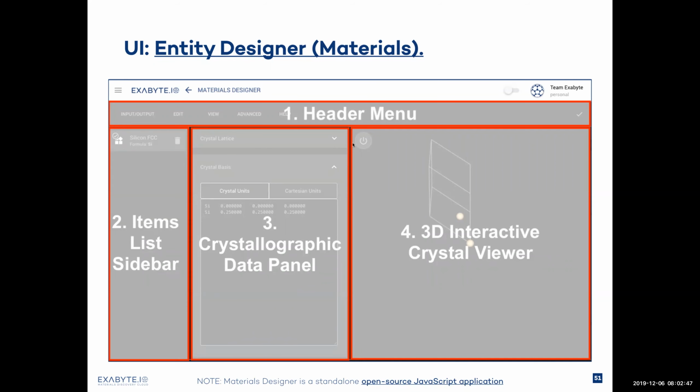For the designer, that's how it looks for materials. Again, it has multiple components. It's an entity-specific page, so it will look different for workflows, but for materials, it has 4 components. It has the header menu at the top, the list of items available inside the designer on the left, the crystallographic data panel, number 3 here, allowing us to change the crystal lattice and basis, and the 3-dimensional interactive crystal viewer here to the right. It's a standalone JavaScript application that is also available as an open source GitHub repository on our webpage.